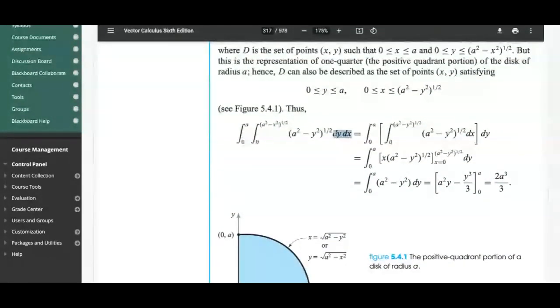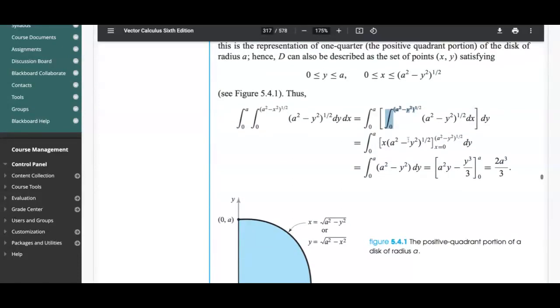So we want to change the order of integration from dy dx to dx dy. Once we change the order of integration, we need to change the lower and upper limits in both directions. In this case, because this is a symmetric equation, so x and y are equally weighted, the y direction still goes from 0 to a, and the x direction goes from 0 to the square root of a squared minus y squared. So that's the function of x in terms of y.